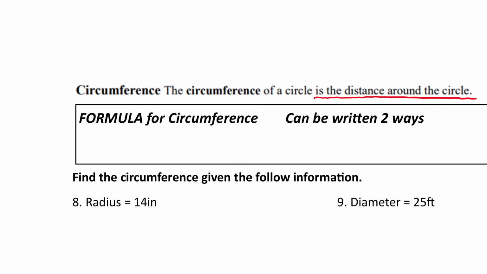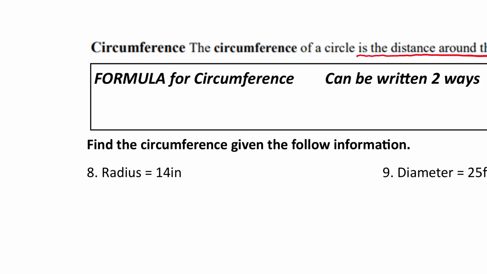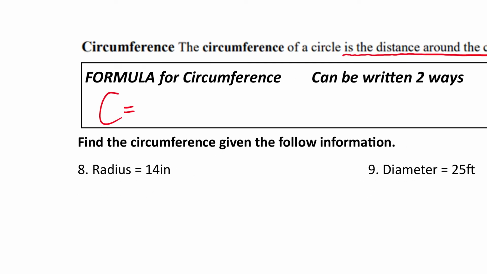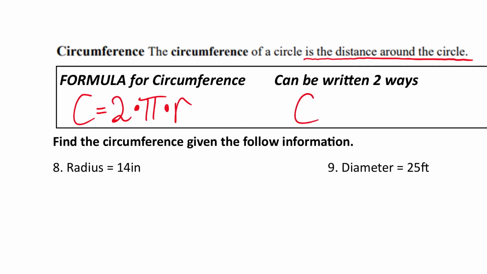Okay, so there's two ways you can write the formula for circumference. It's the diameter times pi. Yeah, you're right. I'll get to that one in just a second. I'm going to write it this way first for a reason. So one way to write it is C equals 2 times pi times r. The other way to write it is like what was just said, pi times the diameter, like that.